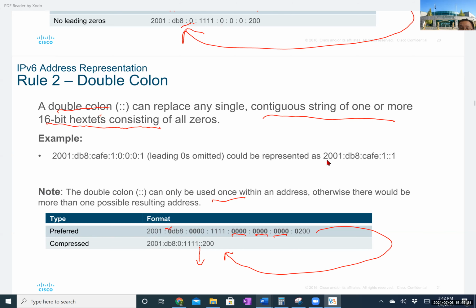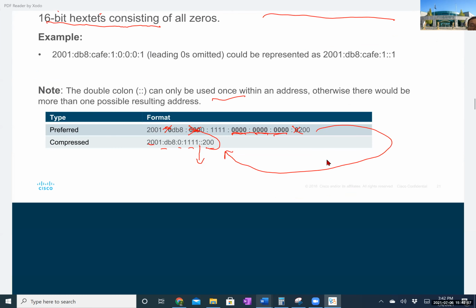This one omits the leading 0 here, and this one replaces all of them with the double colon here. And this one, of course, you omit the leading 0 here. The reason is, if you look at this one here, 1, 2, 3, 4, and 5 here. Let me give you an example. If you have 2001, you have A, you have B, and you have 1 here.